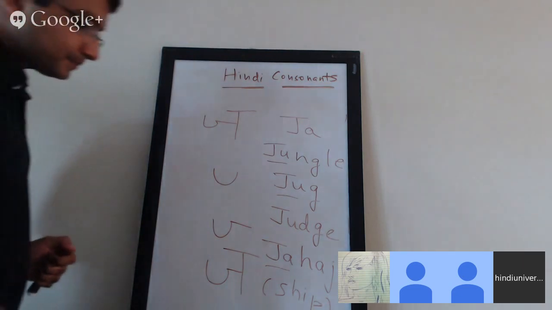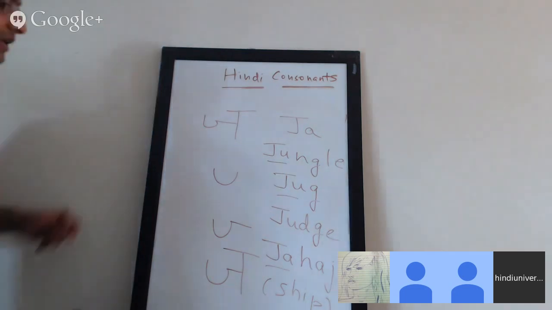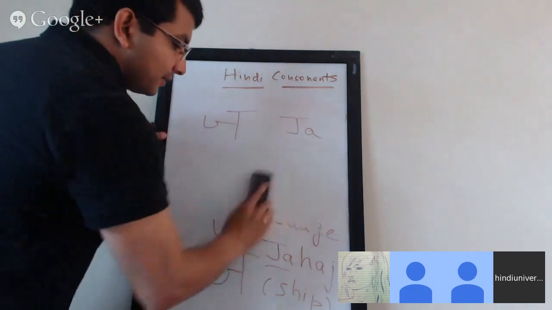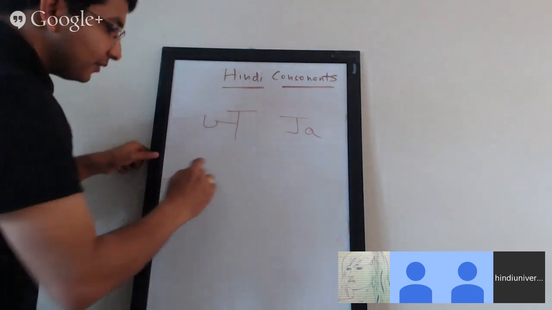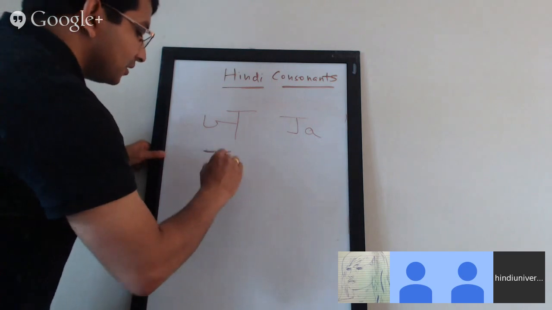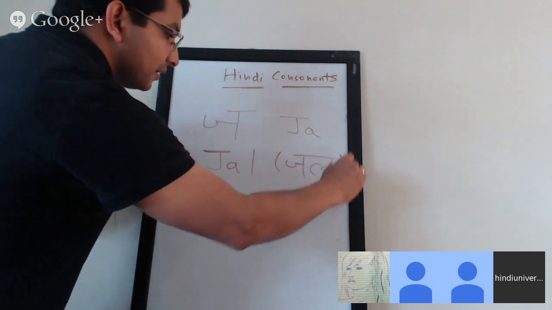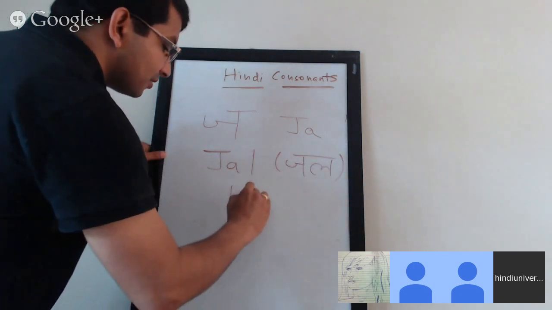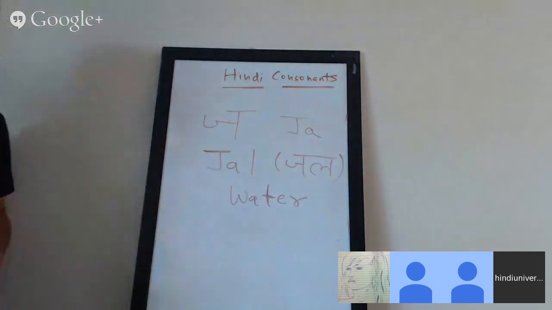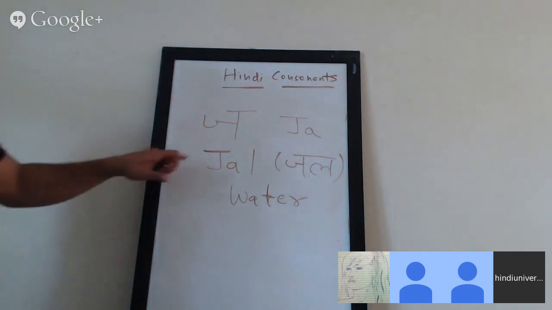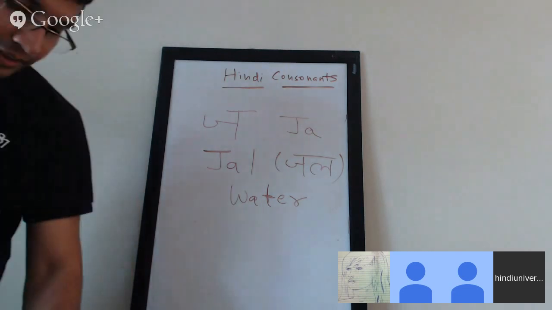Okay. Let's take more examples of j, and then we'll move to the variations of j. I'll take one more example here, which is jal. Jal is nothing but ja, and then there is an l, and the meaning is water. So far we're using the word pani for water, but jal is also commonly used for water.